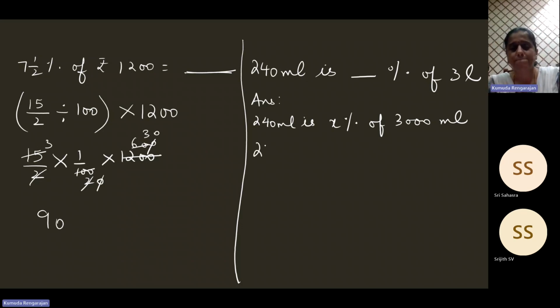So 240. Now don't write the units, 240. Is means equal to. Are you looking at the screen, Sahasra and Srijit? Yes, ma'am. So the question is 240 ml is dash percent, so X percent of 3000 ml. Why 3000 ml? Because we have ml and L in the question. We need to have one unit, either liters or milliliters. So we convert 3 liters to milliliters, 3000 milliliters.